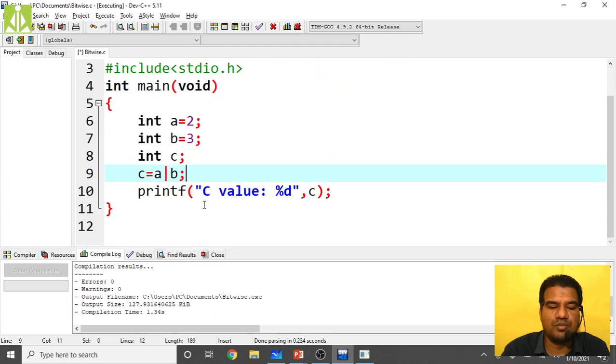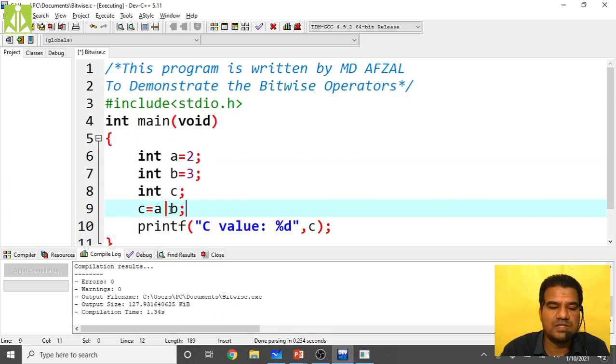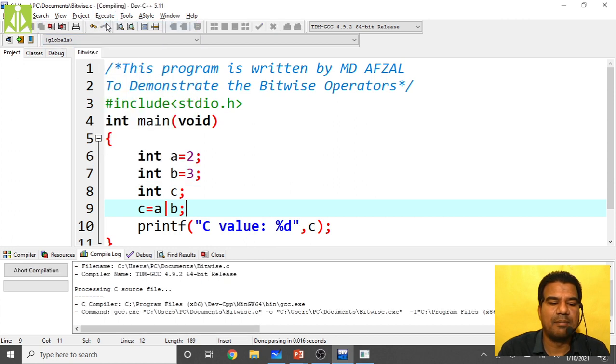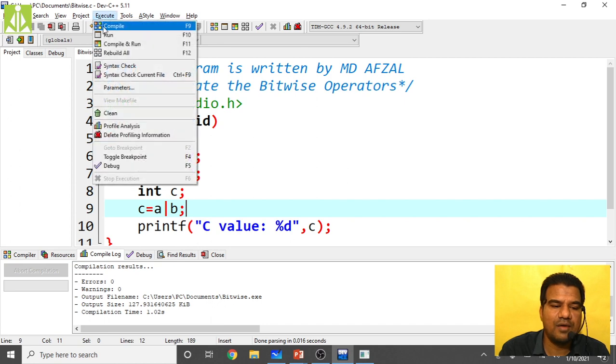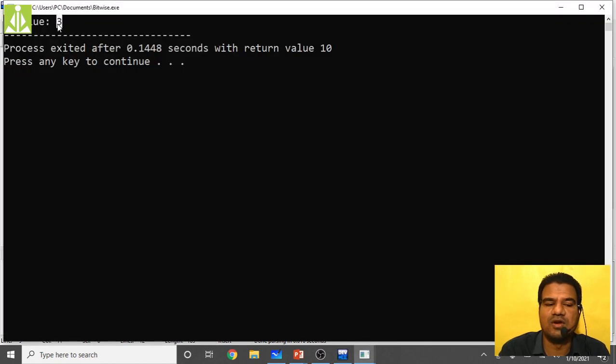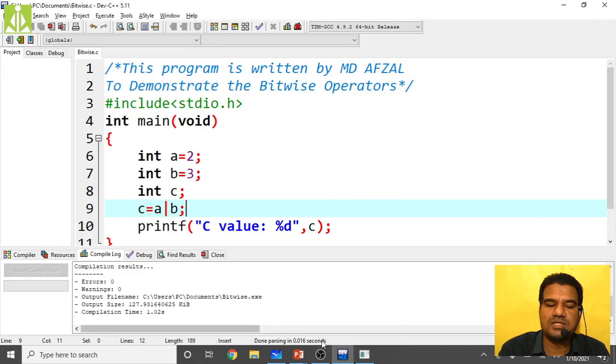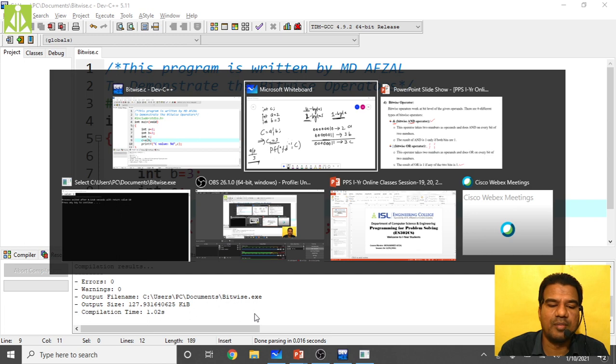Instead of AND, I have to put OR. So the A value is the same, the B value is the same, and the C value I get by performing the bitwise OR. So the C value I have to get is 3. Save the program and compile. Now execute. You see, we got 3. Hopefully you understood. So this is the logic behind bitwise operators.